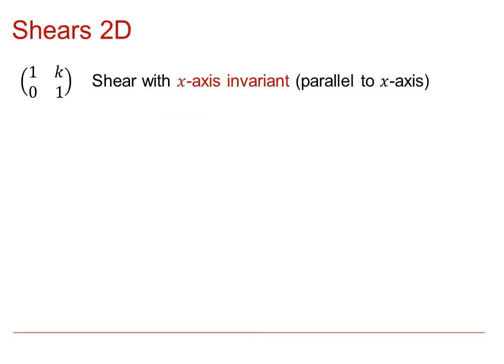For a shear with the x-axis invariant, or parallel to the x-axis, we already looked at an example in previous sessions of the type (1, k, 0, 1), and we noted that the determinant was 1 and therefore there would be no change in the area between the object and the image. The inverse would be of the form (1, -k, 0, 1). You may wish to pause here and try out some shear examples for yourselves.